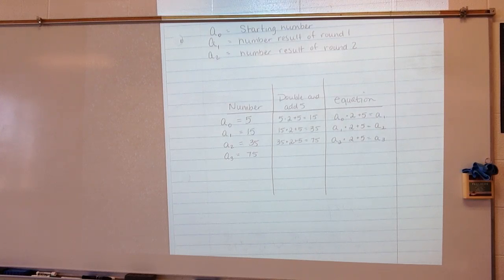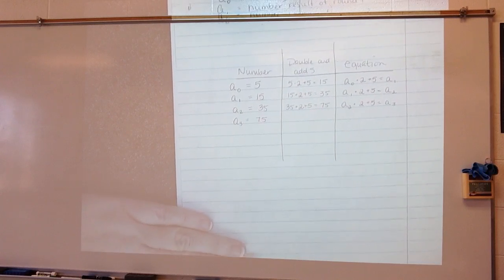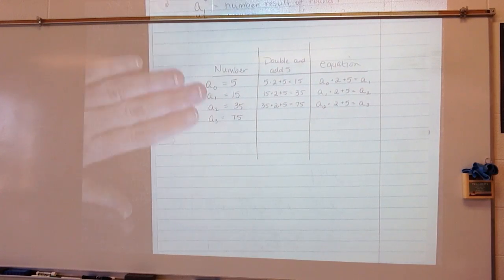So the ordered list of terms 5, 15, 35, and 75 can be described as the initial value a sub 0 is equal to 5, and the recurrence relation of a sub i plus 1 is equal to 2a sub i plus 5. Okay, so what do I mean here? Let's talk about the extension of this table. I can keep going on and on. As long as I have numbers, I'm going to keep going.